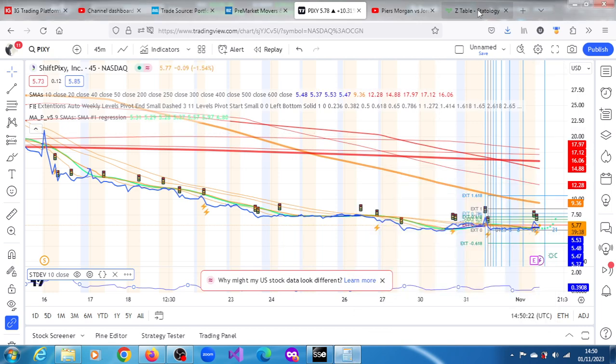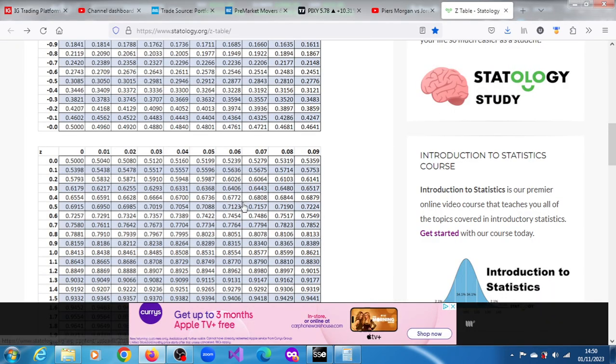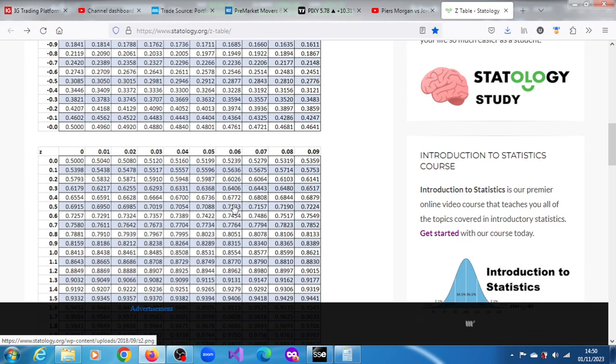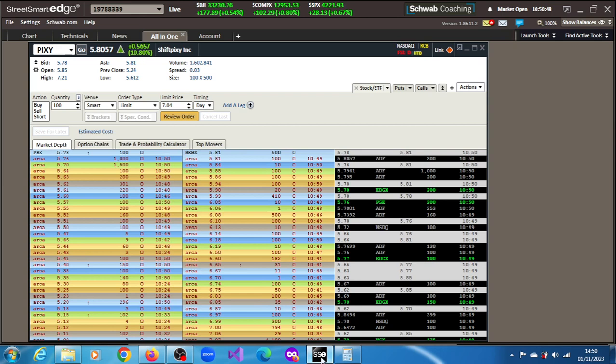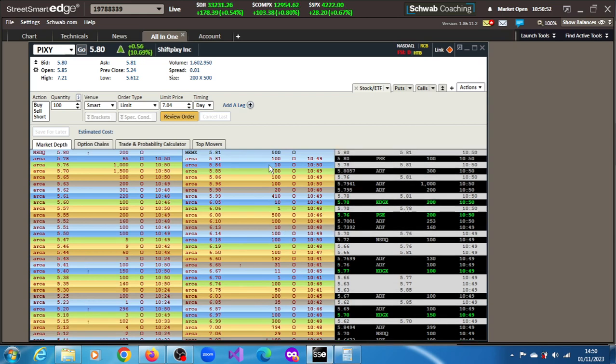We come to the Z table again, negative 0.56. That's it here. You can see what I'm talking about. We have another probability of 71.23%. That is the probability that it would get higher than $5.7. Yeah, that has actually happened. It's already gone beyond that. It has already gone beyond 5.7.